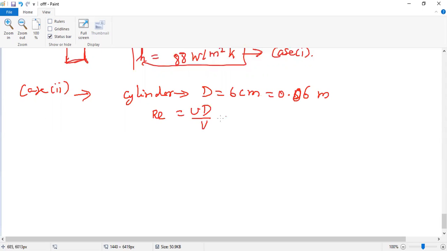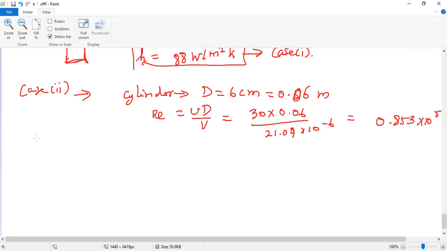Before, we used the formula UL divided by ν because that was a square section. This is a cylinder section, so we use the diameter. The velocity is 30 and the diameter is 0.06, divided by the kinematic viscosity from the data book, 0.09 times 10 to the power minus 6. We solve the equation and get the Reynolds number 0.853 times 10 to the power 5.